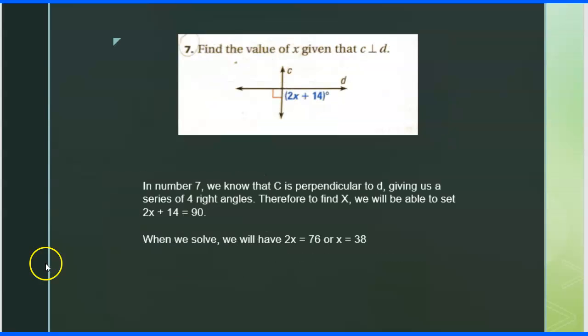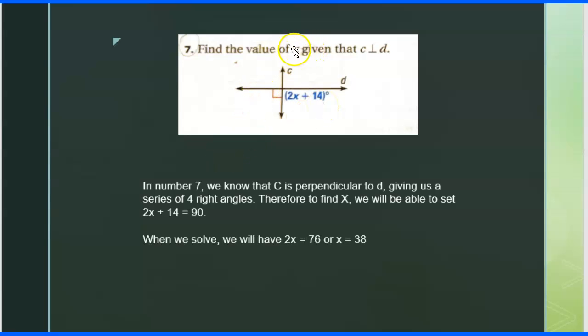All right, here's number 7. Find the value of x given that C is perpendicular to D. Well, we know that C is perpendicular to D because they tell us. That's going to give us a series of four right angles, and so that's going to be 90. That one's going to be 90, the C angle is going to be 90, and the 2x plus 14 is going to equal 90 as well.